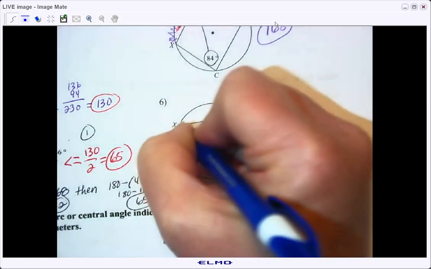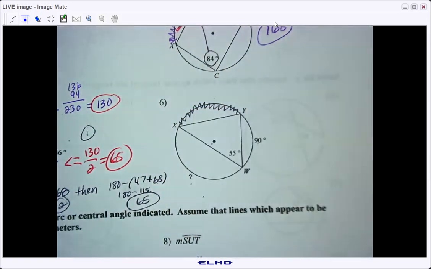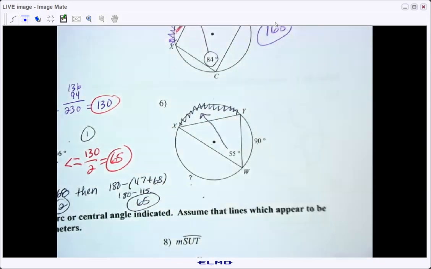So what is the value of this arc? Given the information that I have, what is the value of this arc? Put it in the chat box. Good. That should be more mental math than anything. Good. Nice.